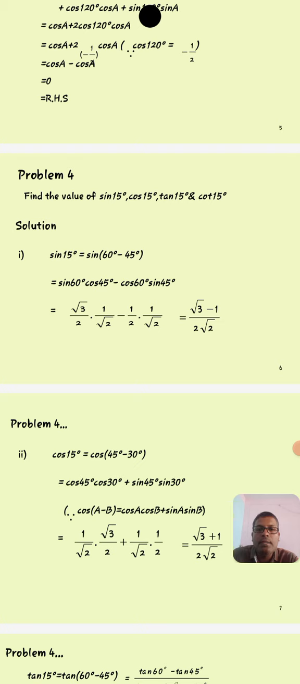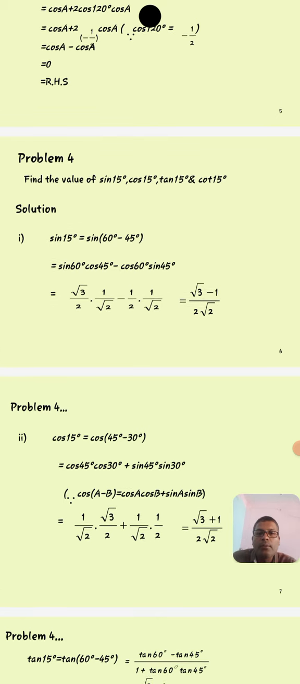Sin of A minus B is sin A cos B minus cos A sin B. A represents 60 degrees, B represents 45 degrees. So we write sin 60 degrees into cos 45 degrees minus cos 60 degrees into sin 45 degrees. What is the value of sin 60? That is root 3 by 2 into cos 45, 1 by root 2, minus what is the cos 60 value? 1 by 2 into what is the value of sin 45? 1 by root 2. So here 2 cancels, and we get root 3 minus 1 by 2 root 2 is the value of sin 15 degrees.